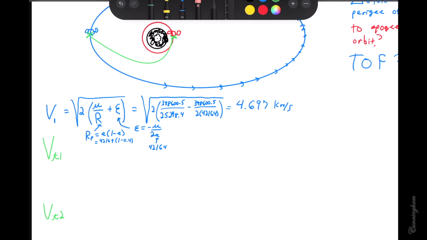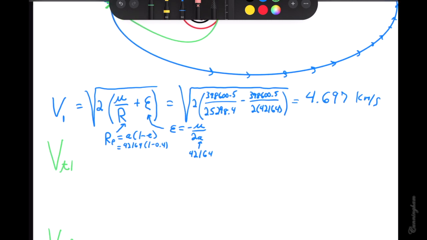Now, time to think about VT1. Okay. Guess what? We're using the same equation. But we're going to plug in different things. Square root of 2 times mu over r plus epsilon. Still confident with that. But which r are we going to use? Well, VT1 is the speed right after we do our first burn. So we haven't moved. We're still at r sub perigee of the mission orbit, but we've bled off a bunch of energy from our orbit. And so the difference now is with epsilon.